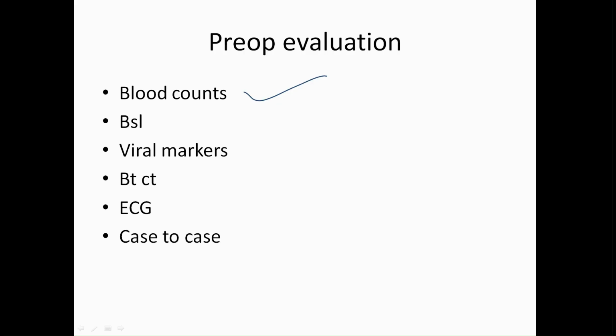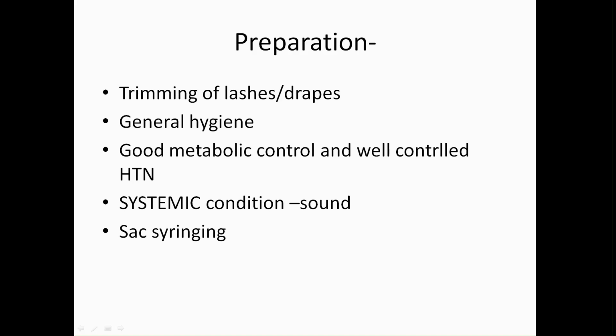Then the heart condition, ECG, is an essential thing because most of us operate on senile cataract and patients are liable to have some kind of heart disability. So we have to rule out any of these with an ECG. Then the rest of the investigations are case-to-case basis, depending on what their condition is. So this involves a pre-op evaluation, that is a laboratory evaluation. Then how do you prepare?